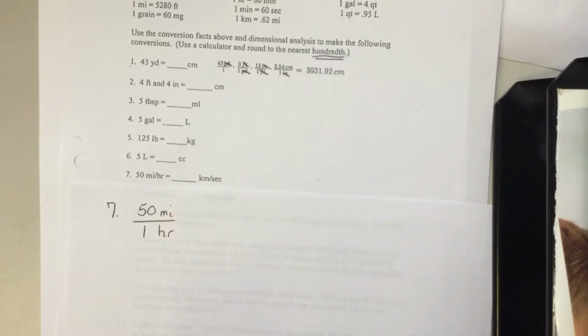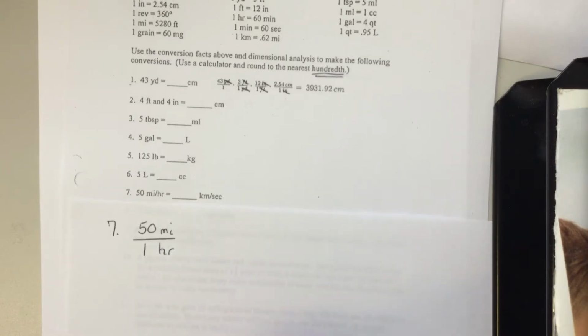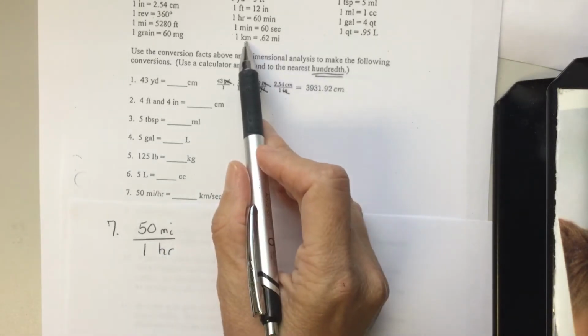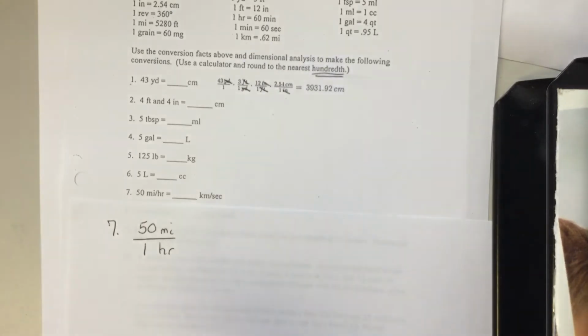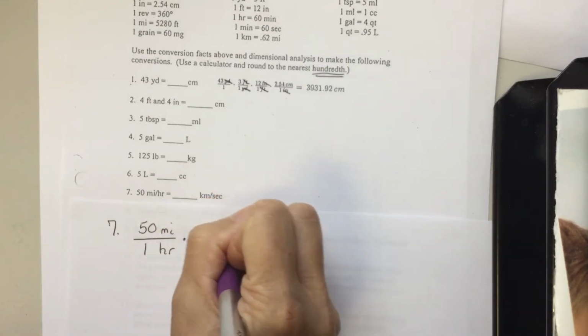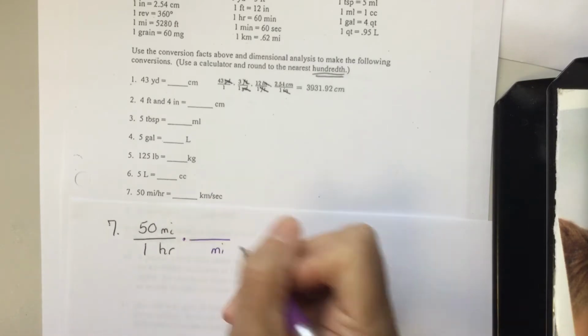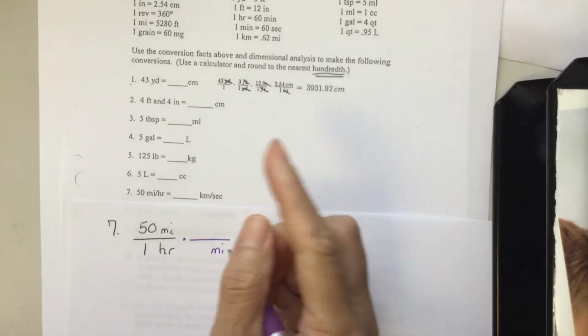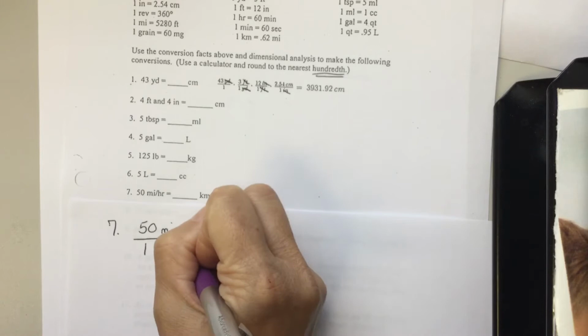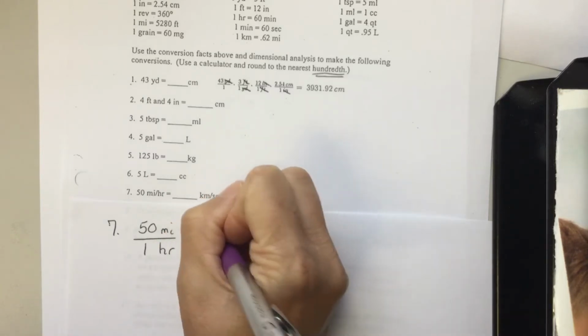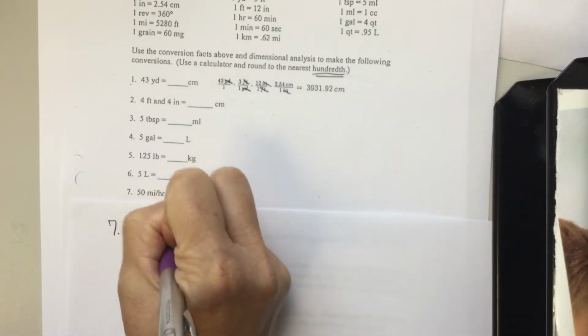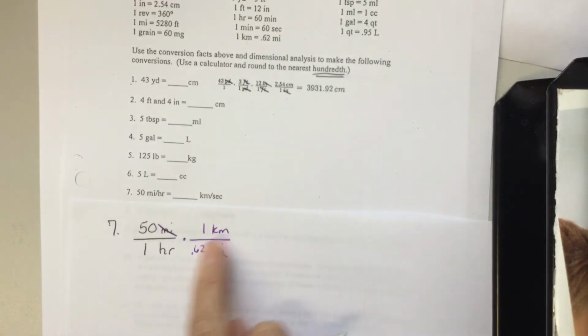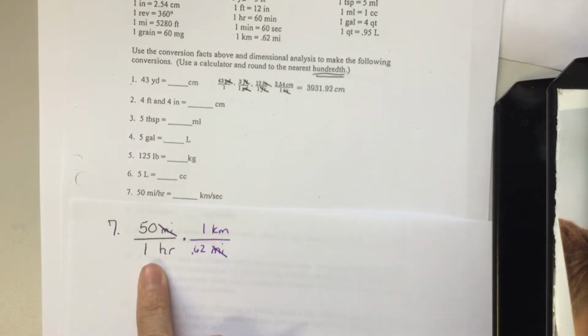So let's start with miles. If I look and find a conversion that works, I know that 1 kilometer is 0.62 miles. I'm going to put miles in the bottom so that they'll cancel. So I'm going to do 0.62 miles equals 1 kilometer. That's going to make miles cancel, and I'm in kilometers per hour. So I've got the kilometers.